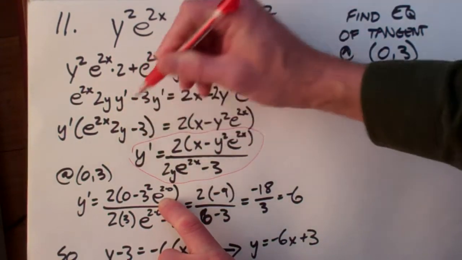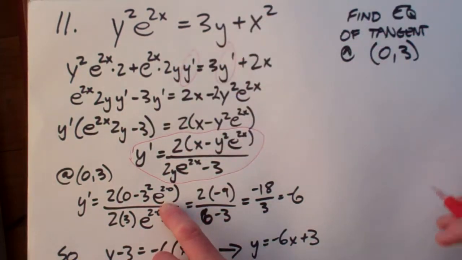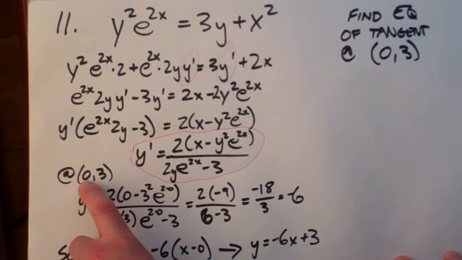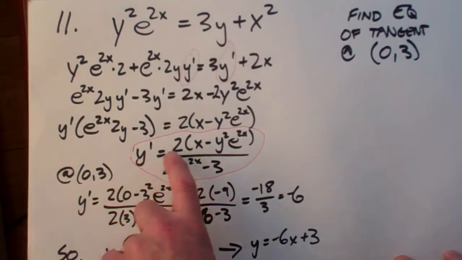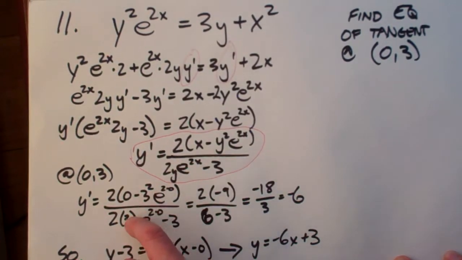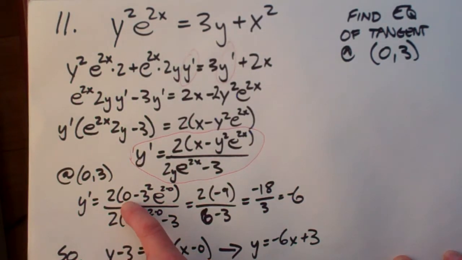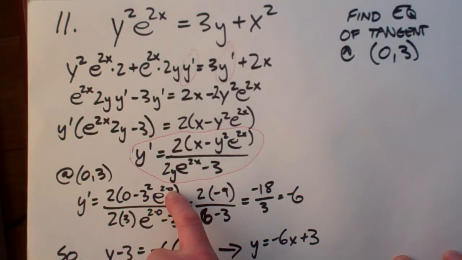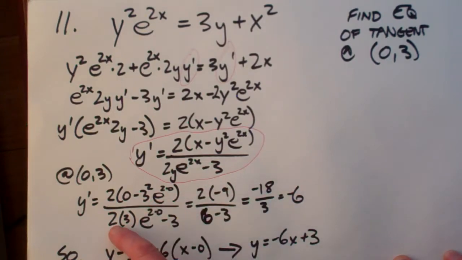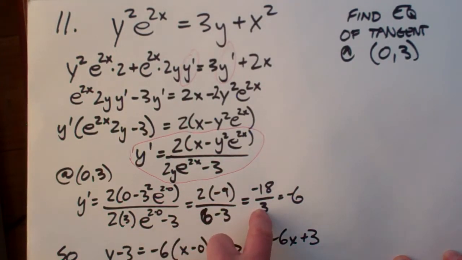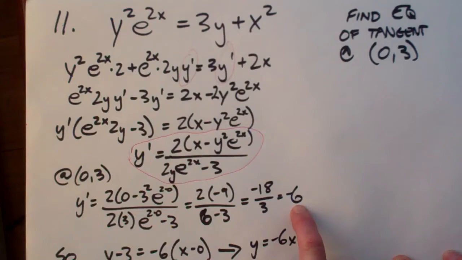This enables me to find the slope of the tangent line at that point. So for every x I put in a 0, for every y I put in a 3. And if you check my work there, hopefully I've done it carefully enough. Some things drop out, the x goes to 0, the x up here, when it goes to 0 times 2, e to the 0 is 1. 3 squared is 9. So 2 times a minus 9 is minus 18. And I get 6 minus 3 is 3. So I get a slope of negative 6.